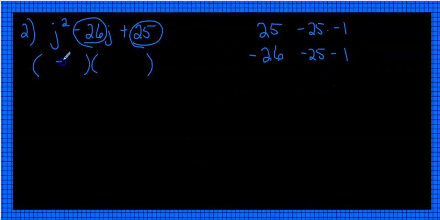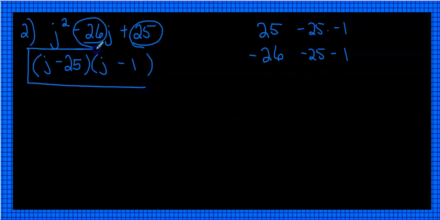I'm going to have a minus 25 and a minus 1, and then my j goes here. So if you remember, if we have a coefficient of 1 right here, that's how we would factor these into two binomials. Now, again, this is my factored form. So this is the answer if you're asked to factor.